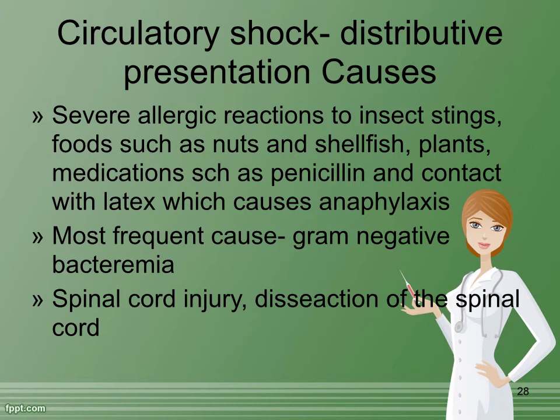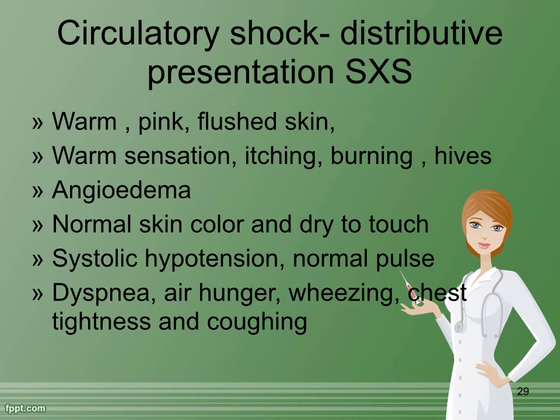Let's go to the next slide. Distributive shock signs and symptoms. The first thing to look at is the skin. So look at the skin color and temperature. If the patient has septic shock due to distributive shock, there will be warm, pink, flushed skin.